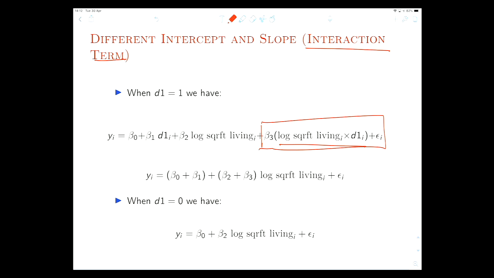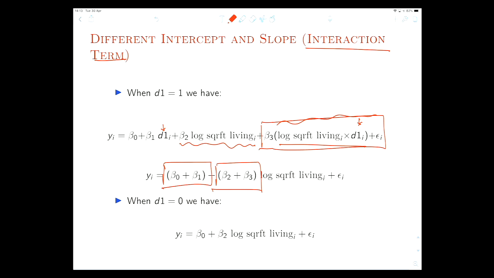What this essentially means is if you have a waterfront house, D1 would be equal to 1, and therefore your new intercept would be beta 0 plus beta 1, and your new slope would be beta 2 plus beta 3. Beta 2 comes from fitting square foot living area. Beta 3 comes from the interaction term. Because D1 is equal to 1, we have log living area times D1, which is essentially 1, and therefore you have beta 3 added on.